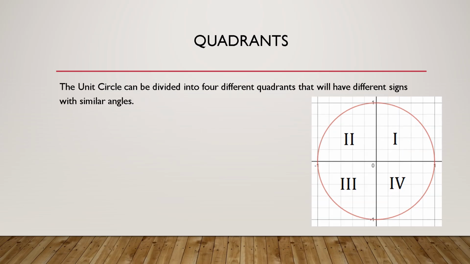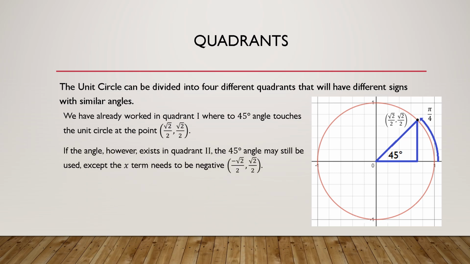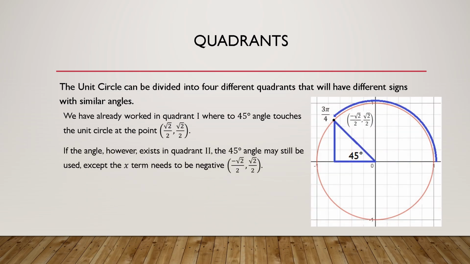The unit circle can be divided into 4 different quadrants that will have different signs with similar angles. We've already worked in quadrant 1, where the 45-degree angle touches the unit circle at the point square root of 2 over 2, square root of 2 over 2. If the angle, however, exists in quadrant 2, the 45-degree angle may still be used, except the x term needs to be negative. Negative square root of 2 over 2, square root of 2 over 2.